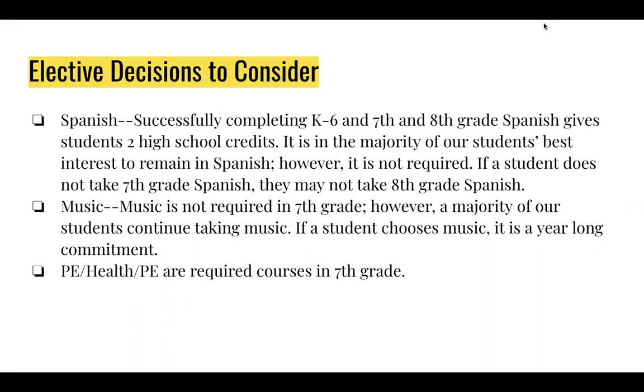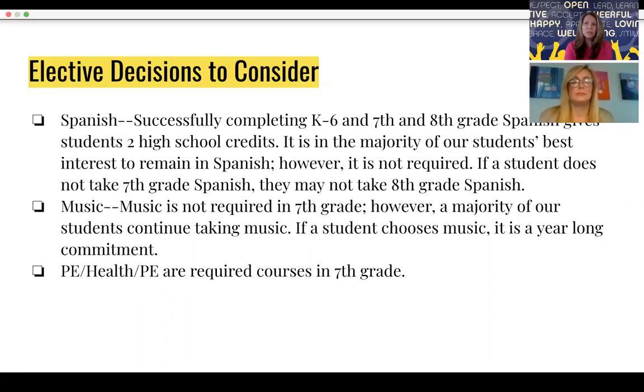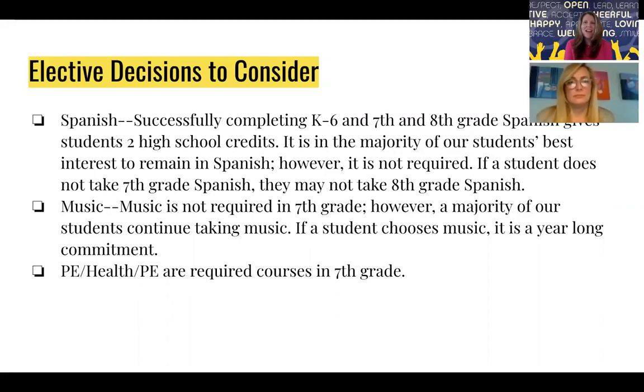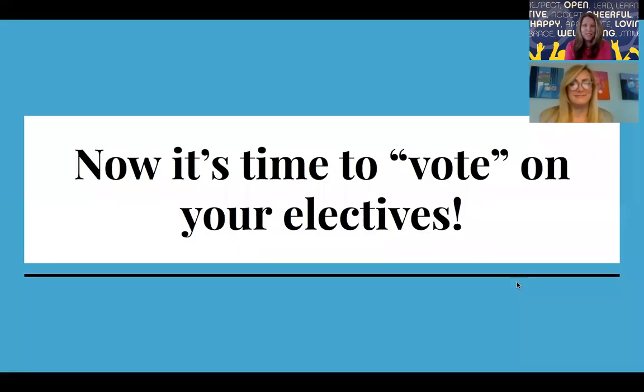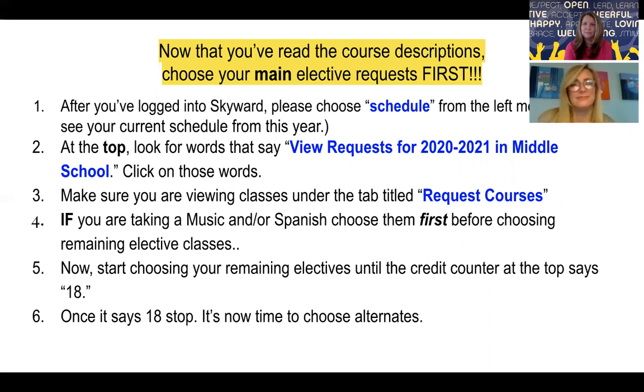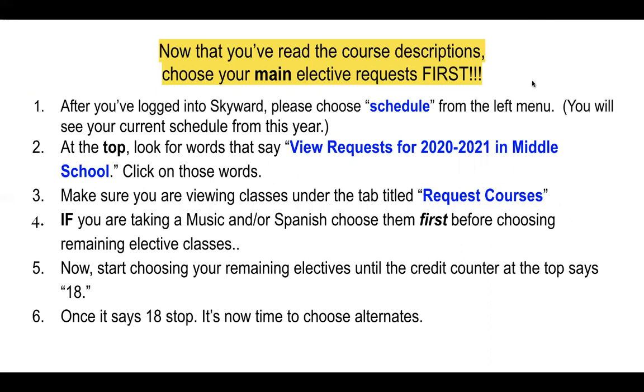Again, as Mrs. Healy mentioned earlier, what you would be doing is then taking Spanish from the beginning, starting in the 9th grade. Second, music. Music is not required in the 7th grade. However, a majority of our students do really love their music classes, and they decide to remain in music. If a student chooses music, please remember, just like in 6th grade, in 7th grade, it is a year-long commitment. And finally, as we've spoken about several times, health and PE are required courses in 7th grade. So now it's time to vote on your electives, and Mrs. Healy is going to talk to us about how you're going to go through the steps of voting on your electives.